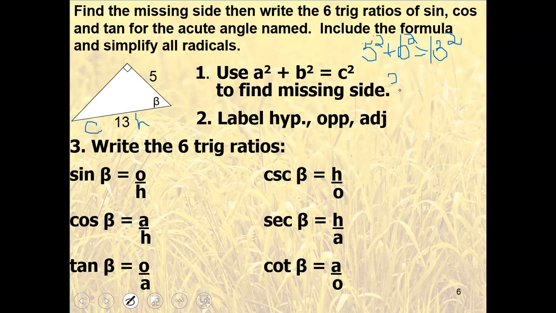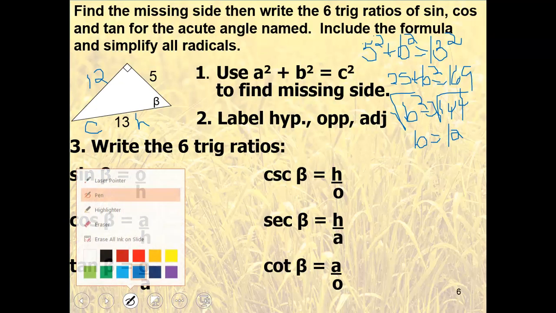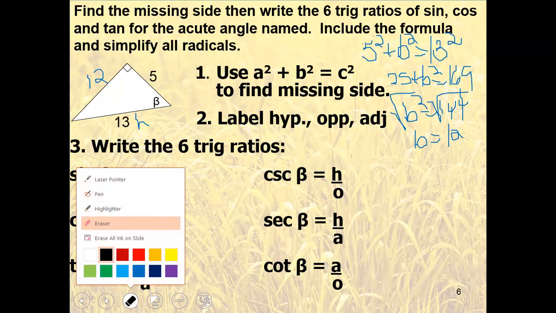And that gives me 25 plus B squared is equal to 169. And B squared is equal to 144. And B is equal to 12 after taking the square root of both sides. So this is a 12. Now I'm going to go ahead and get rid of other markings and make sure I label my side.